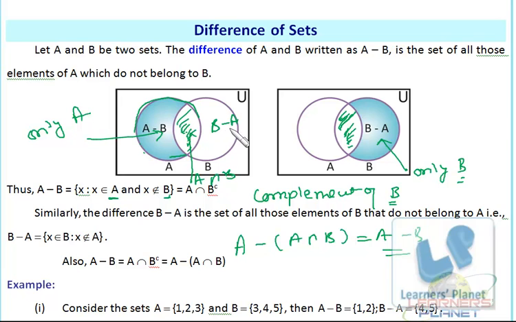Similarly, how do you get B minus A? This entire set is B. From this, if you deduct this portion, which is A intersection B, the common portion between A and B, then you get B minus A. That is only B. So this is only A and this is only B. So you should be clear what the difference of sets is. It is not at all going to be difficult. I'll take one example to make it very clear.